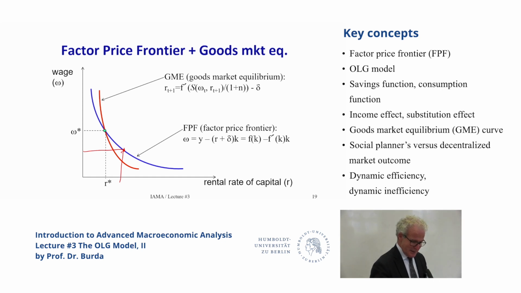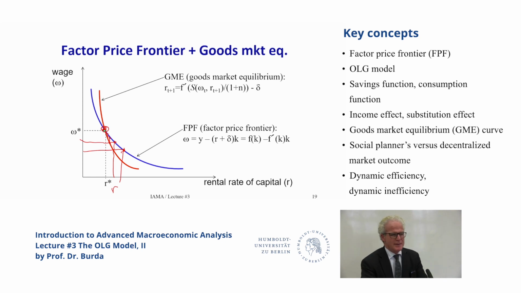giving rise to less capital, and that would lead to a lower interest rate. And that would give rise to higher wage in the next period, which would give rise to more savings and lower interest rate in the next period, which would give rise to more savings in the next period, and we would move in this way to this intersection point.